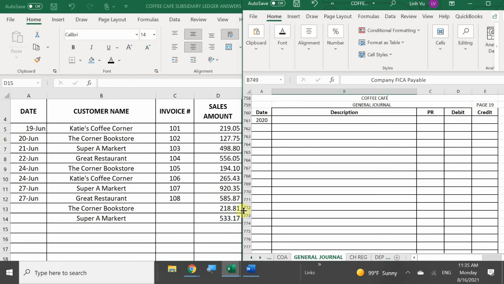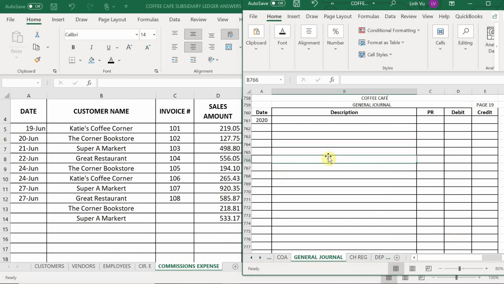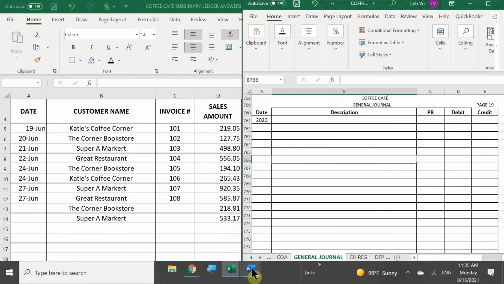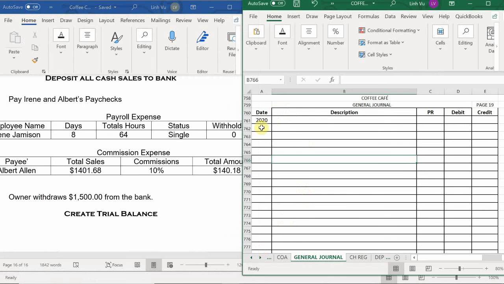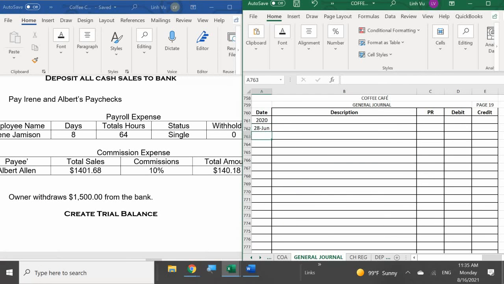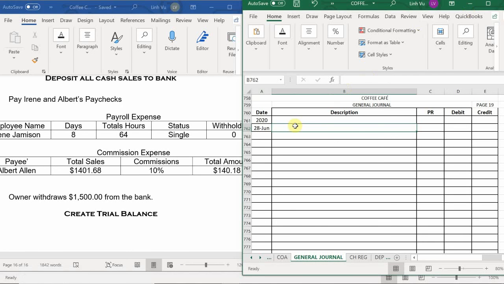So therefore, how do I just pay Albert? It should be commission payable and checking. Okay, in this case, we're paying him today. We're not going to owe him. Oh, we're just paying today. Because commissions payable means that we're not paying him yet. We're paying him later, right? Because we owe him that money. In this case, we're paying him now.